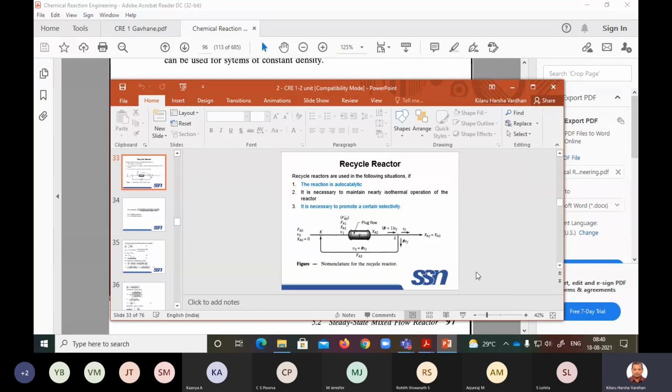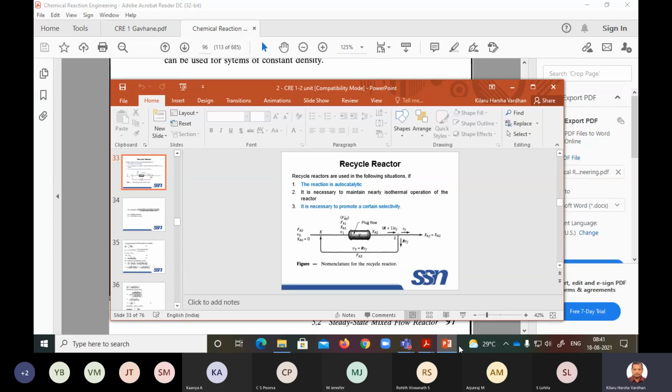We are discussing this recycle reactor. No, not recycle. I'm talking about something else. What I'm talking about is Saturday. Yeah, Saturday we'll try to take, but this Saturday it is not possible for me because I'm having some other work. So we'll see. I'll just send a message. But from next Saturday onwards we can, because college is working at the time.